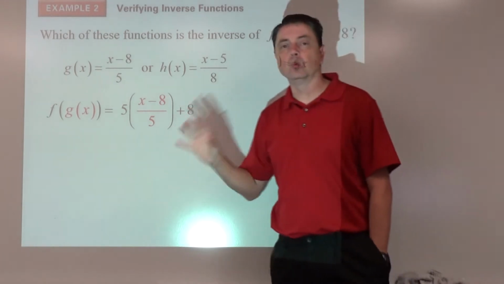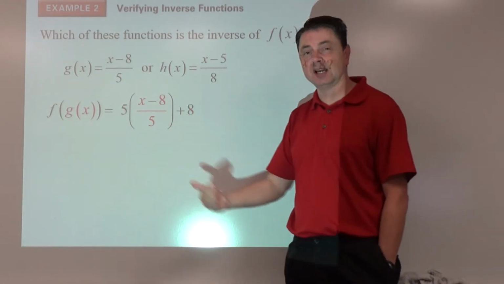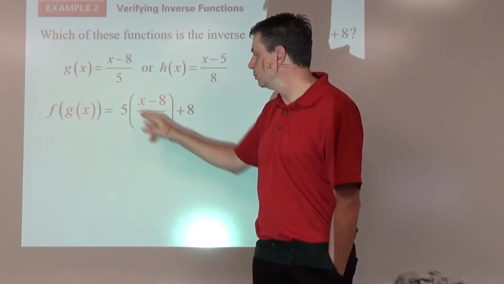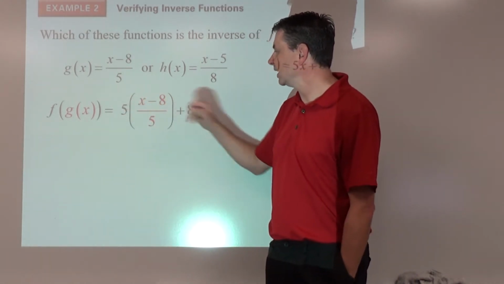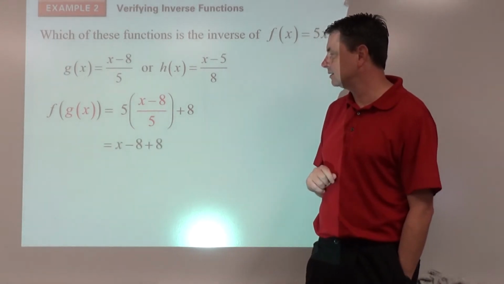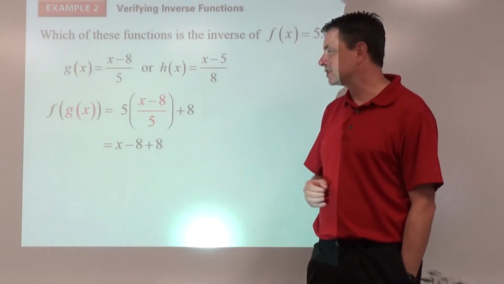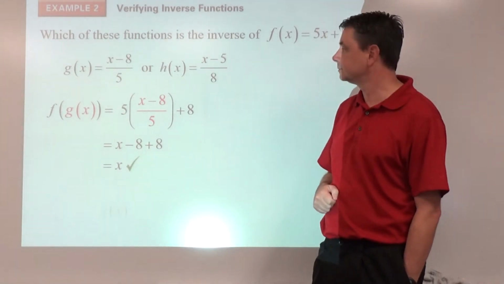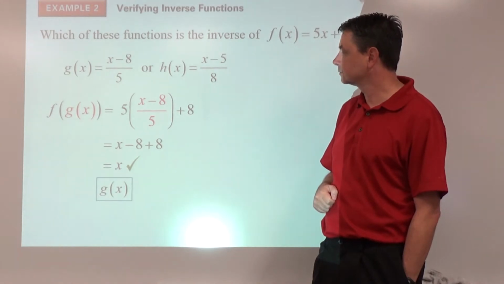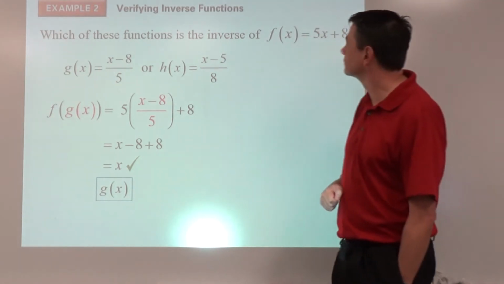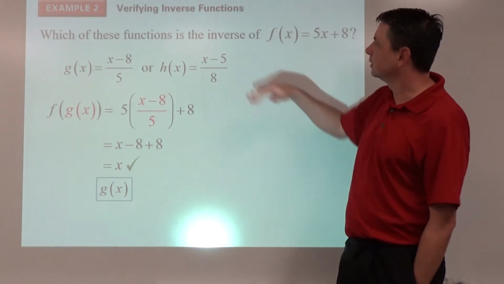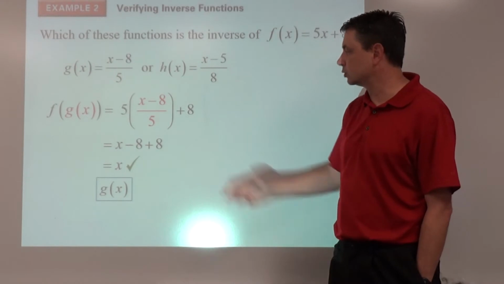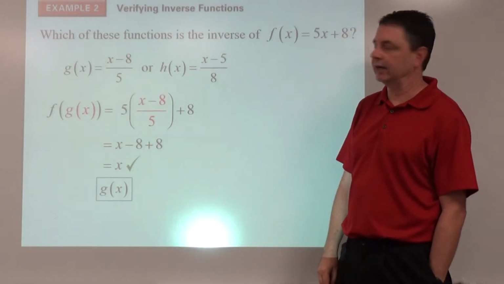And as you go through, you can only cancel one thing at a time because I'm going to be carefully checking the work. In this case, 5 divided by 5 cancels. x minus 8 plus 8. And then that becomes x. So those two are inverses. We could do the same with h, and we're going to see it just doesn't work out. So g is the inverse of f.